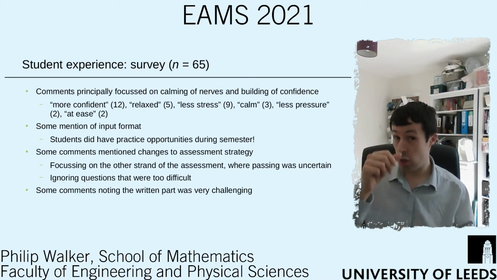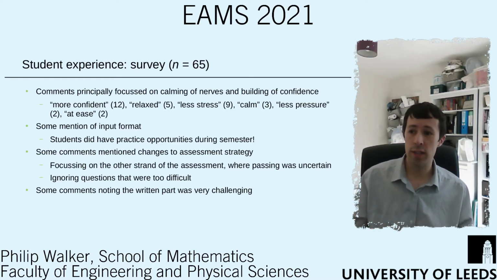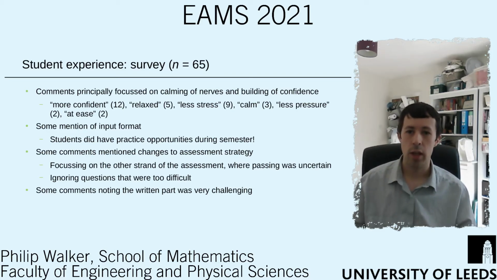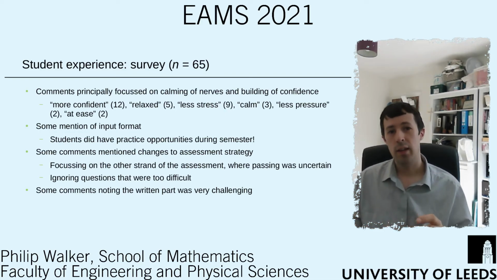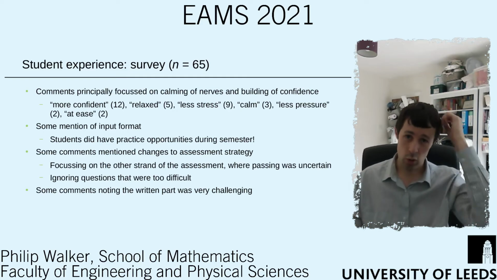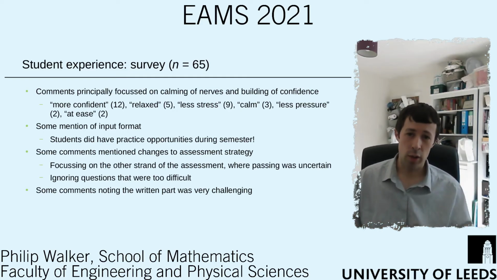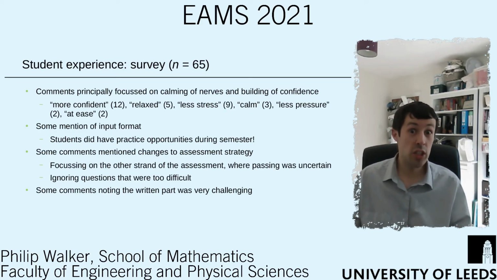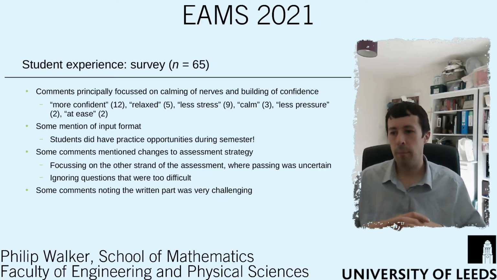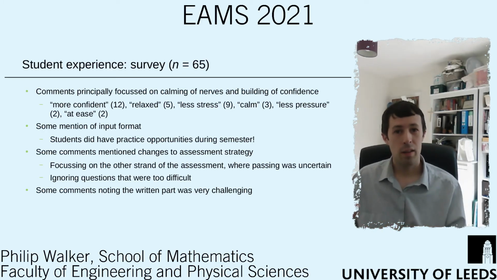So the fact that their nerves were calmed and they built confidence did give rise to some interesting changes to assessment strategy. Some comments suggested, for example, that they were focusing on the other strand of the assessment, on the linear algebra bit, because passing was uncertain there. So they junked my written assessment or didn't do much with it, and then focused on the linear algebra assessment because they thought, well, I really need to make sure I pass this in order to pass the module, which strategically makes sense, right?